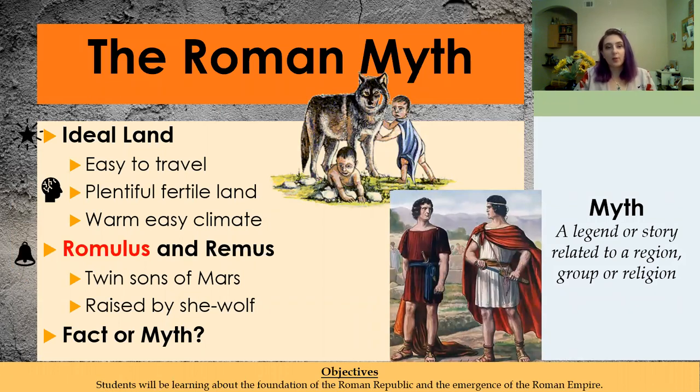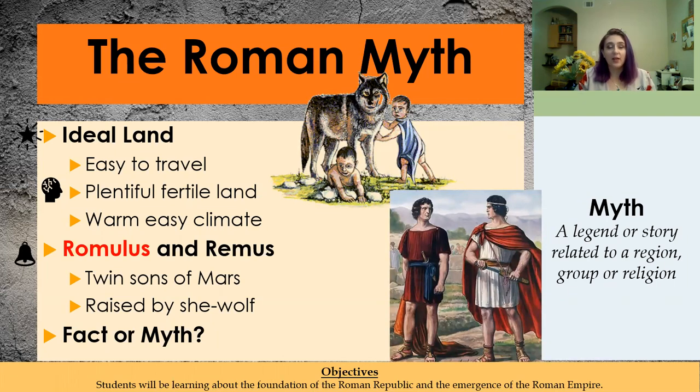First off, before we talk about the Roman Republic, let's talk about the origins of Rome itself. Rome began with this concept of the Roman myth. What is modern day Rome is a beautiful piece of land. It was an ideal land for civilization to develop. It had easy travel through different rivers and ports. It had plentiful, fertile land that was really easy to grow on, and it had a very warm, easy climate that made it very receptive to agricultural efforts.